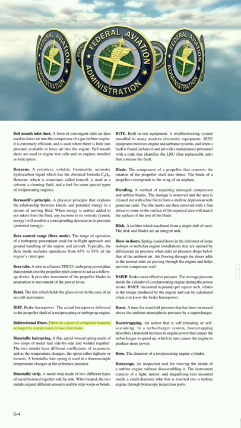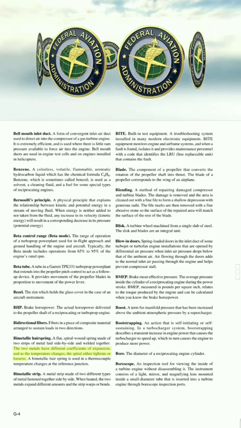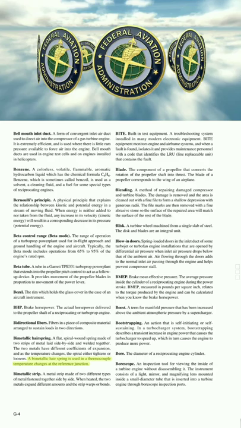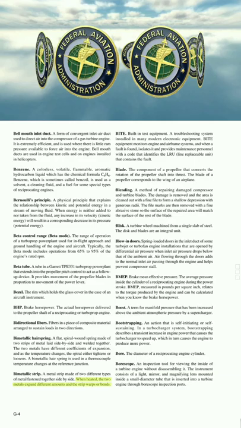Bimetallic hairspring. A flat, spiral-wound spring made of two strips of metal laid side by side and welded together. The two metals have different coefficients of expansion, and as the temperature changes, the spiral either tightens or loosens. A bimetallic hairspring is used in a thermocouple to compensate for temperature changes at the reference junction. Bimetallic strip. A metal strip made of two different types of metal fastened together side by side. When heated, the two metals expand different amounts, and the strip warps or bends. BITE. Built-in test equipment.